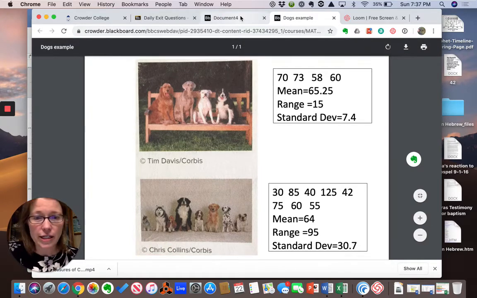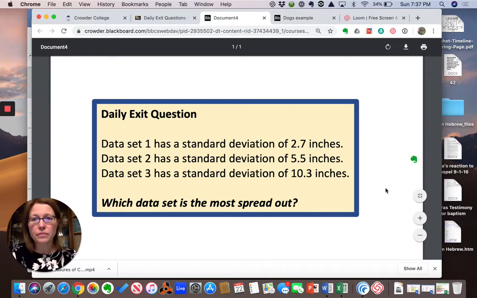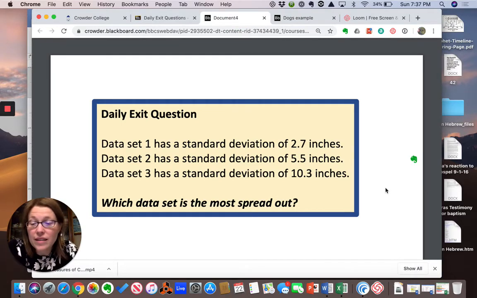Let's look at another example. We've got 3 data sets. We don't see the data. All we know is the standard deviation. The first one has a standard deviation of 2.7 inches. The second has a standard deviation of 5.5 inches. And the third has a standard deviation of 10.3 inches. We can't see the data. We just know the standard deviation. Which data is the most spread out?